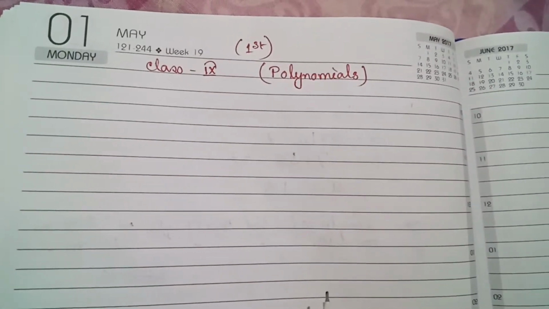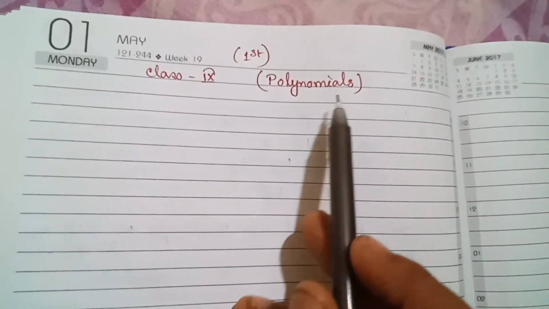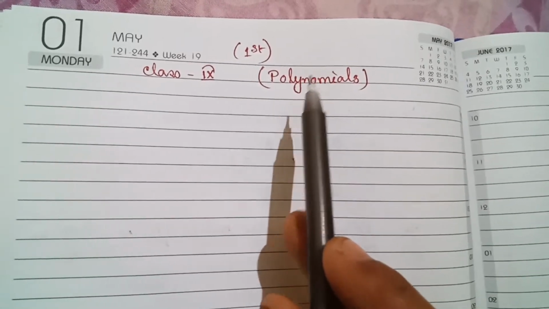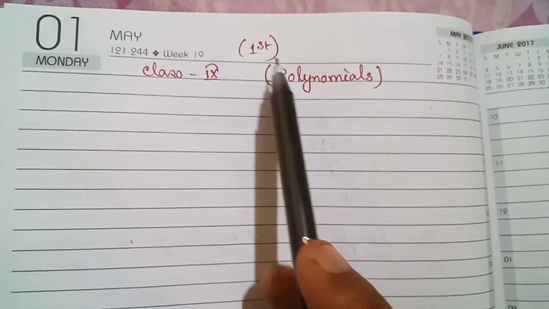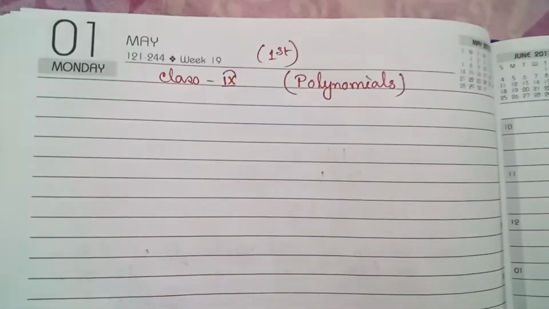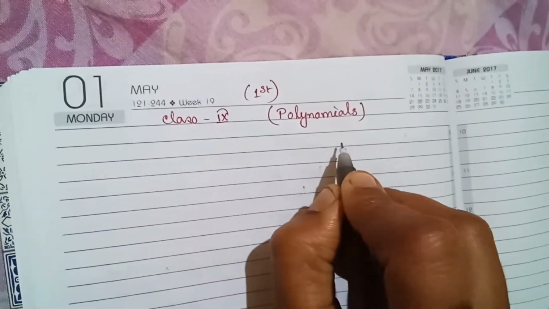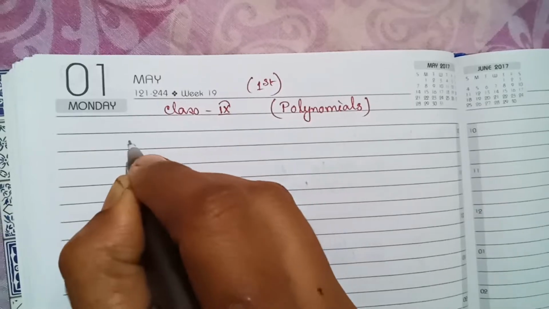Today we are going to do class 9's chapter Polynomials, and this is the second chapter in your NCERT book, and this session is the first session on the chapter Polynomials. So we need to know first the meaning of the word polynomial.